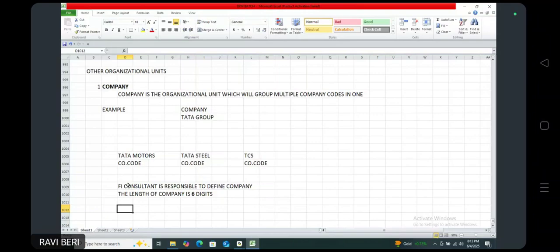The length of company is 6 digits. Okay. So this is about company. Company is the organizational unit which will group multiple company codes into one. And FI consultant is responsible to define company. The length of company is 6 digits.